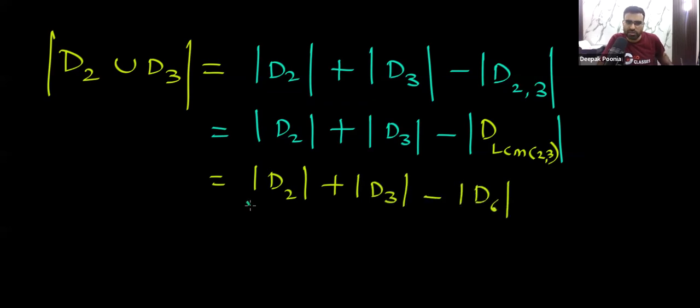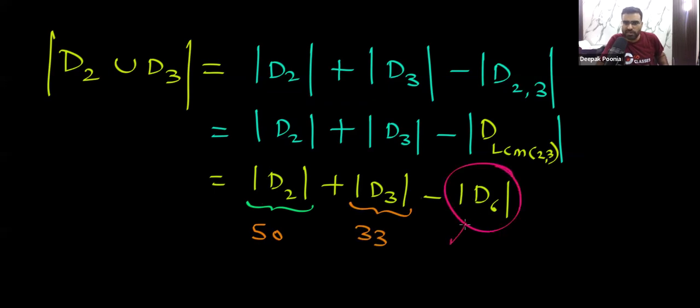We already know the size of D2, meaning how many integers from 1 to 100 are divisible by 2: that is 50. This also we have found, that was 33. And how many integers from 1 to 100 are divisible by 6? That is 100 divided by 6, floor. So what is this value? I think this value will be 16.